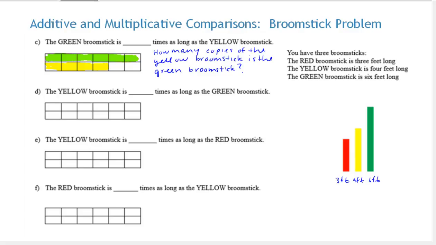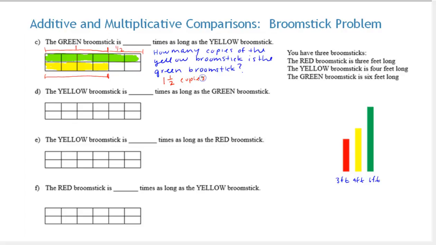Okay. So basically we're using this yellow broomstick as our unit of measure. So this is 1 copy of the yellow broomstick, and we want to see how many yellow broomsticks make up a green broomstick. So here's 1 copy of a yellow broomstick, and now notice we have 2 feet here, and if we compare that to the 4 feet for the yellow broomstick, this is 1/2 of a copy of a yellow broomstick. So we have 1 and 1/2 copies. So our result is 1 and 1/2 copies.